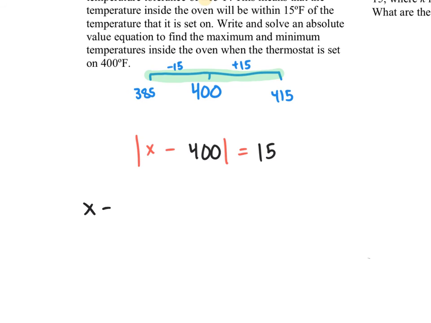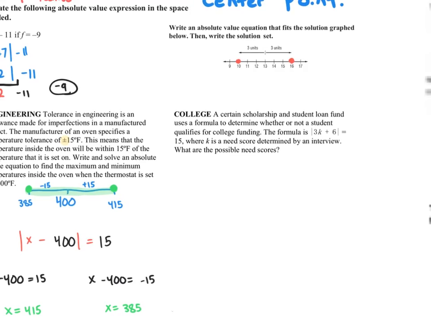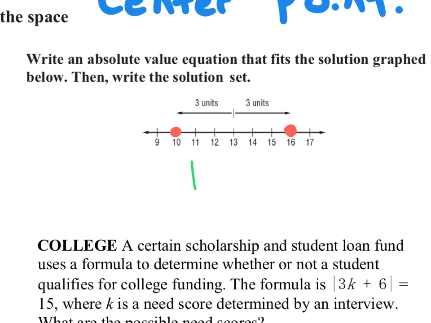And notice what happens if I solve this. X minus 400 is equal to 15. X minus 400 is equal to negative 15. When I add 400 onto both sides, I get 415, and I get 385, which were the two solutions that we found by just thinking about it logically. But now we also have the ability to set up the equation as well. For this one, we would recognize that the center number is 13, and the distance from it is 3 units. So we put our 3 there.